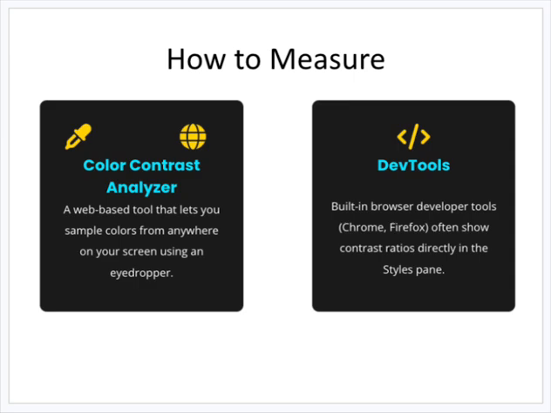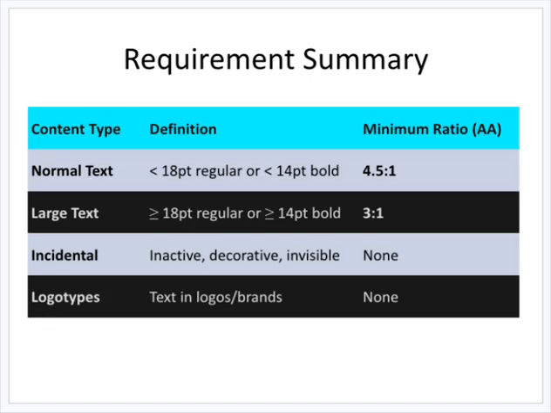How can we measure the color contrast ratio? There are several web-based tools available that let you sample colors from anywhere on your screen using an eyedropper. You can search online for those web-based tools. Also, Chrome or Firefox or any other modern browser has built-in developer tools that can show you the color contrast ratio when you hover your mouse over any such text on the page.